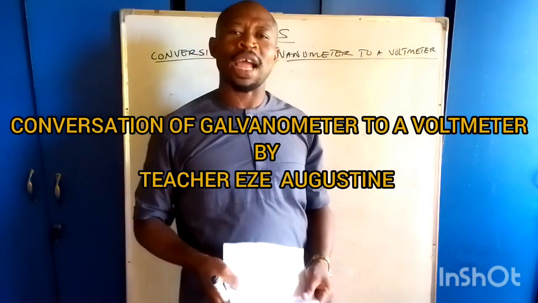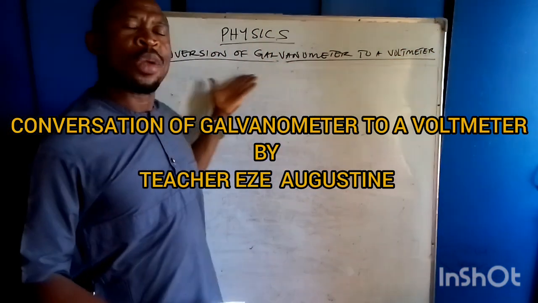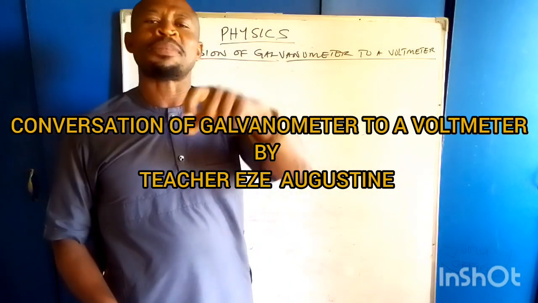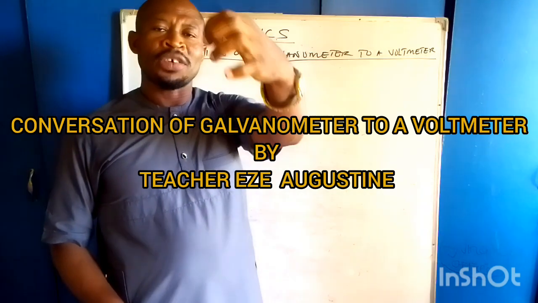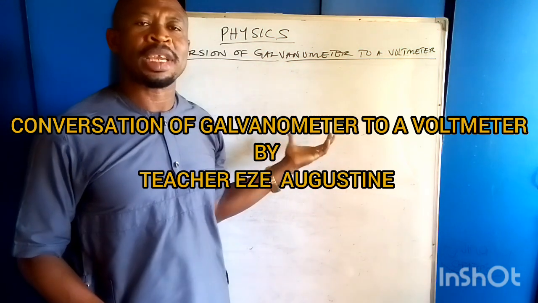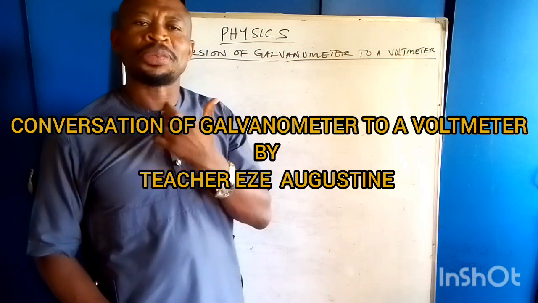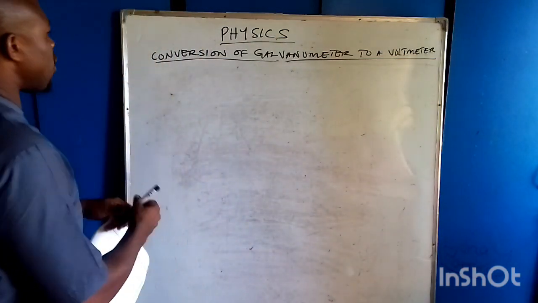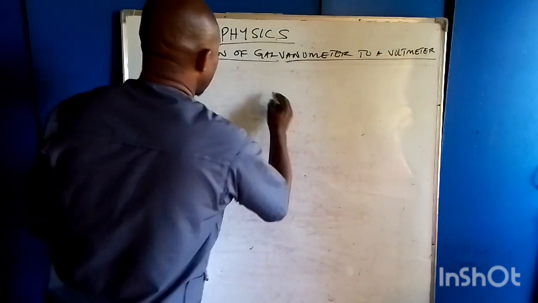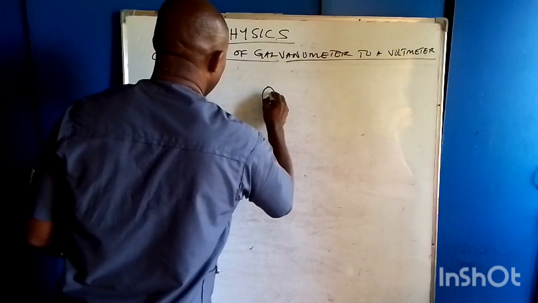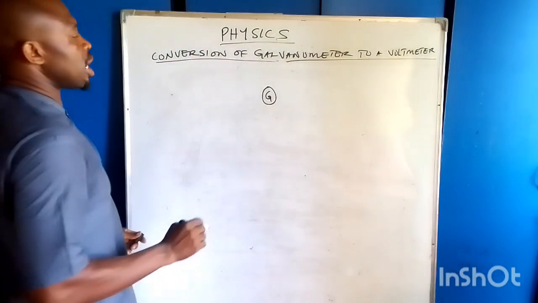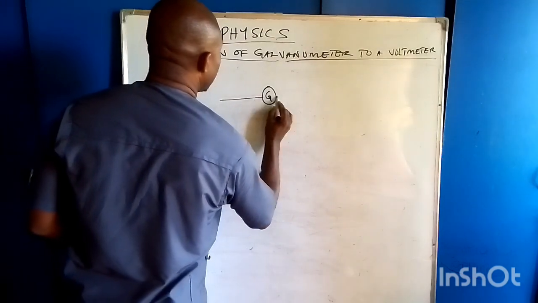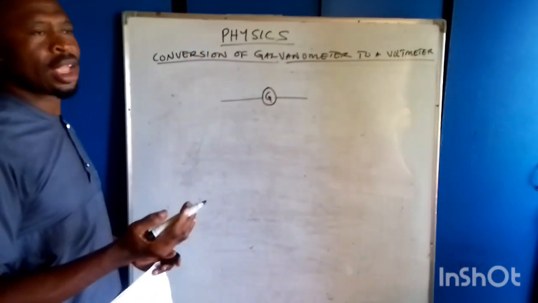Today I want us to look at how we can convert a galvanometer so that that same galvanometer can read voltage or can read a potential difference. Let's do it together. Assuming we have a galvanometer, we'll have it like this. This is a galvanometer written with G. Now we have it connected elsewhere.